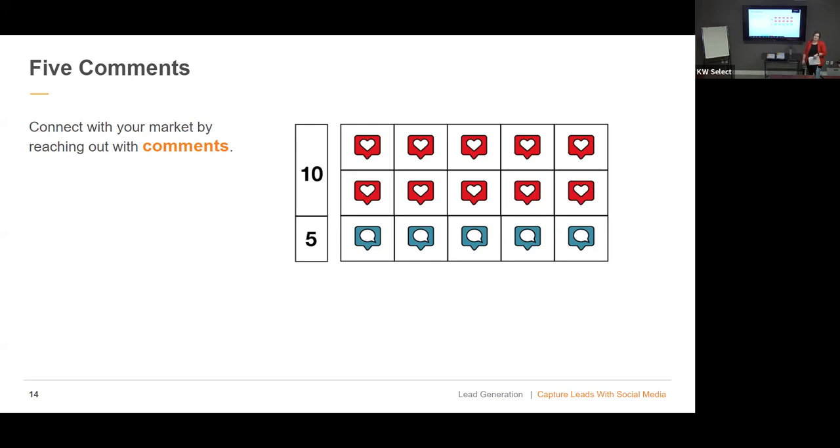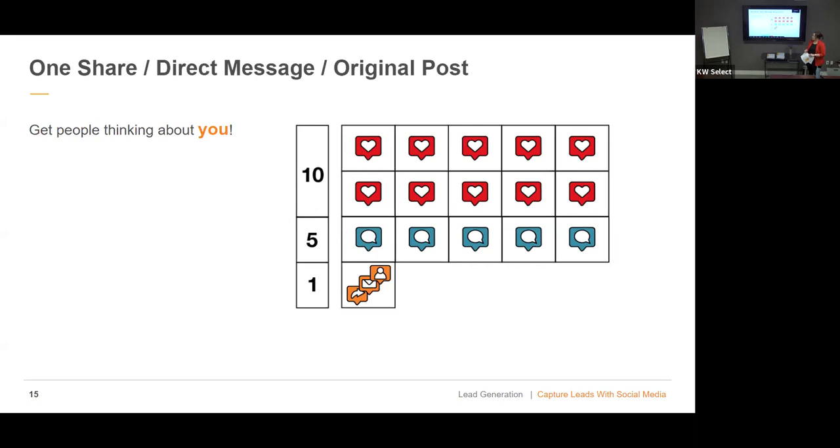Everyone wants to be heard, right? And then we go into either one shared direct message or original post. So if you're thinking you have to post, one post every single time you're doing this, you don't have to. It can be as simple as going through and finding one of your service providers that you want to support, or another local business that posted something that you can share.